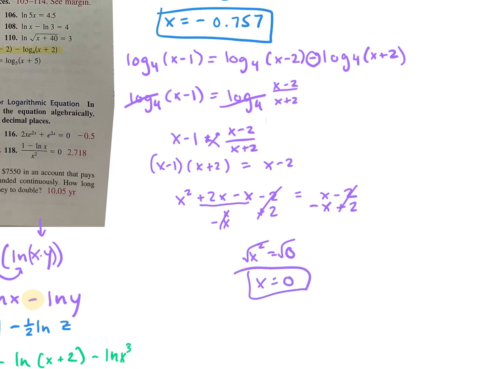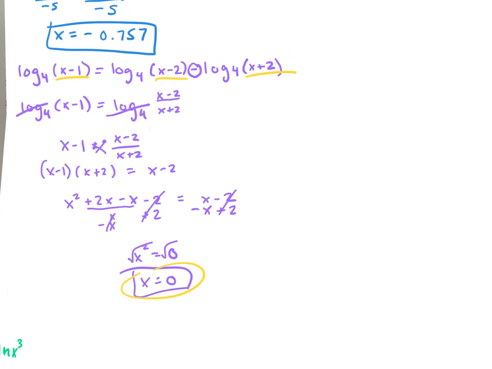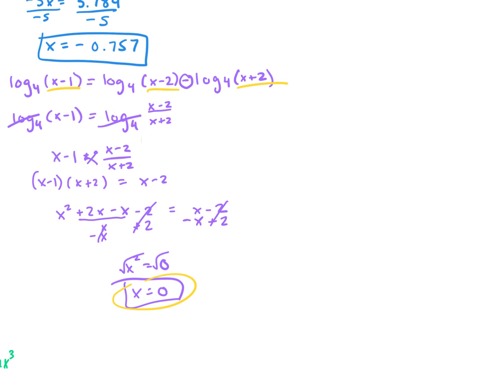and that's your answer. However, it's super important that we check for extraneous solutions when we have log and ln questions. So we would just take our answer, plug it into the parentheses here, here, and here. If you get a negative in one of those parentheses, you cannot take the log of the negative number, so that would not be an answer. So here, when I plug in 0 into x minus 1, this would be 0 minus 1, which is negative 1. So 0 would not be a solution because you can't take the log of a negative.